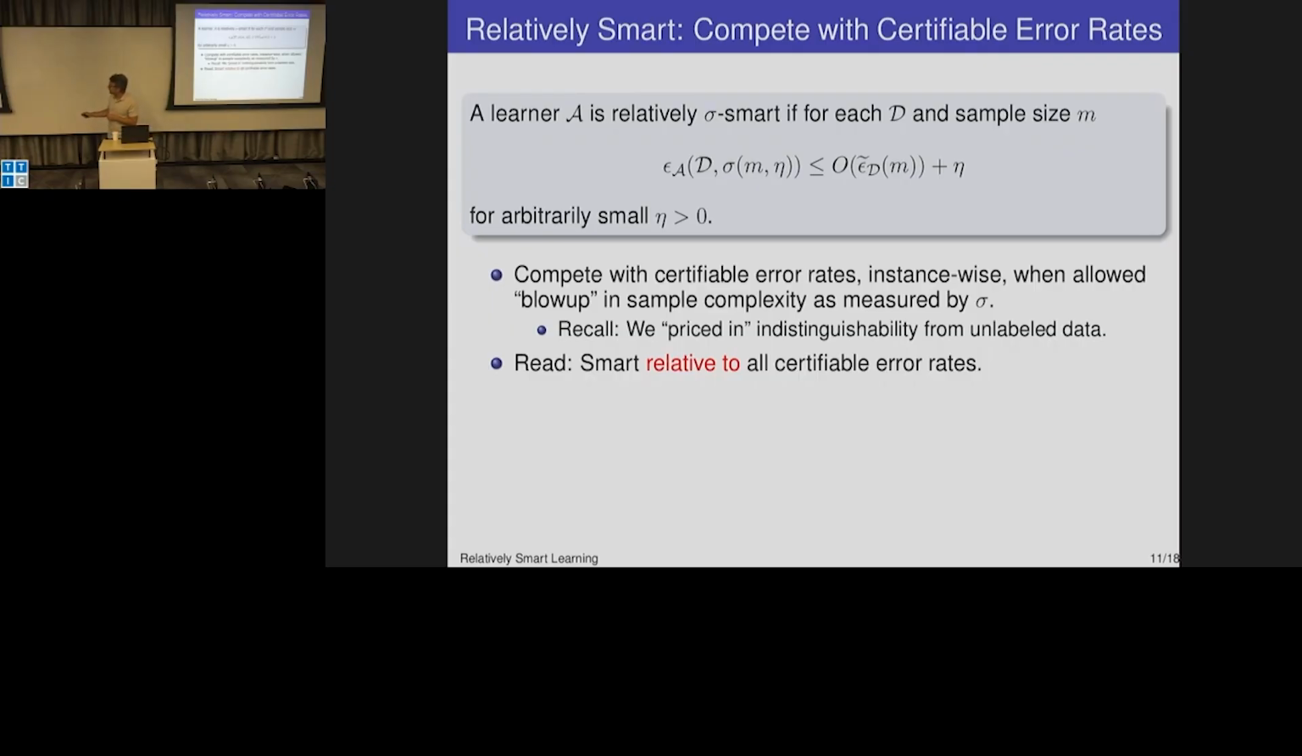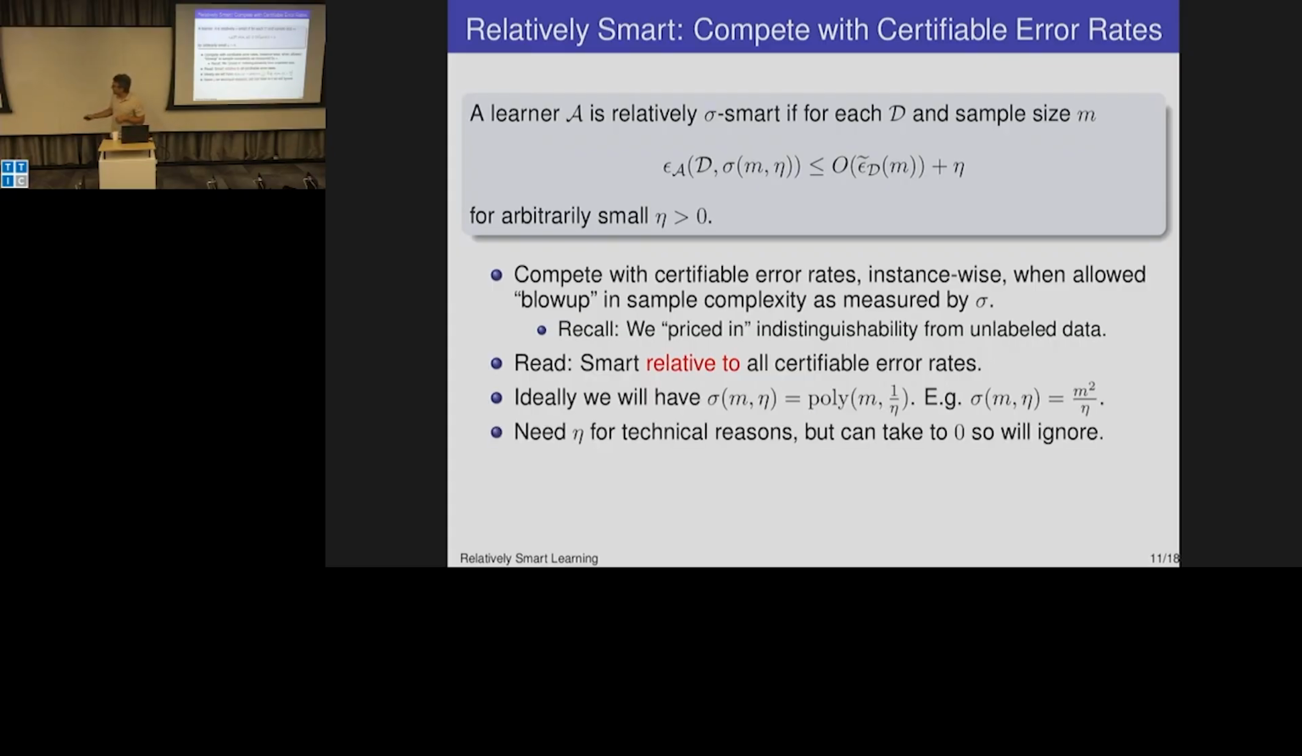Okay, so the way to think about this is that I want to compete with certifiable error rates, distribution by distribution, instance-wise, when I allow myself a blow up in the sample complexity as measured by this sigma. And remember, these certifiable error rates priced in this indistinguishability of distributions. And the reason we call it relatively smart, well, first we like the name, it was catchy, but also I want to think of this as smart relative to distribution fixed, certifiable error rates.